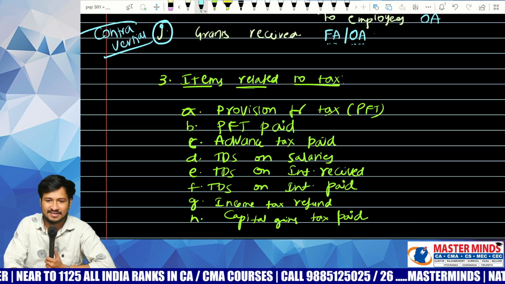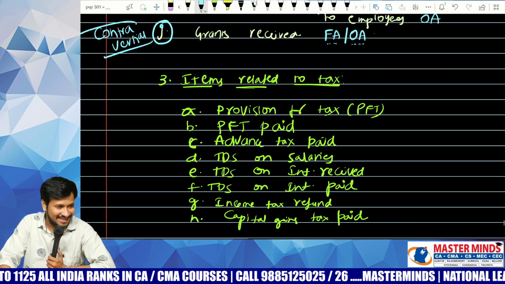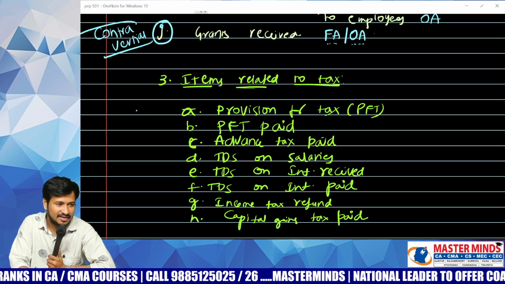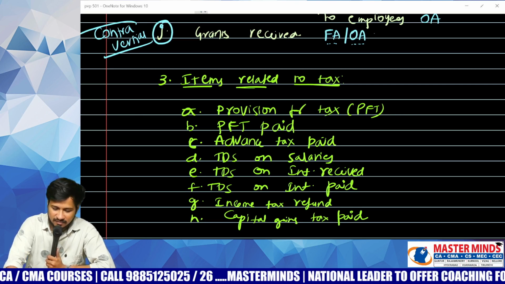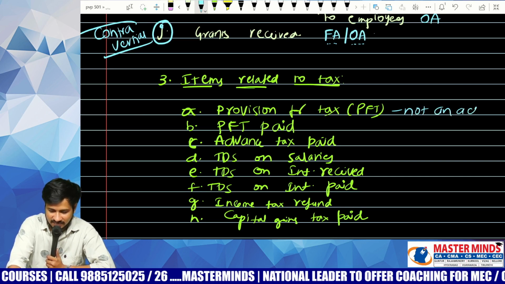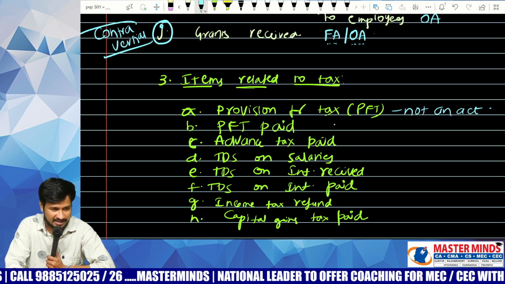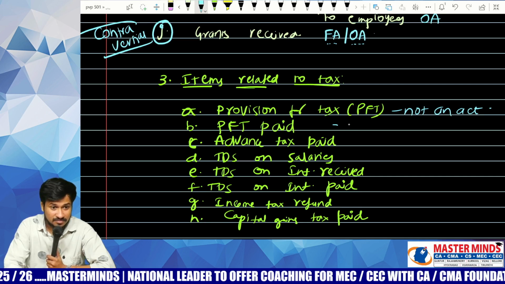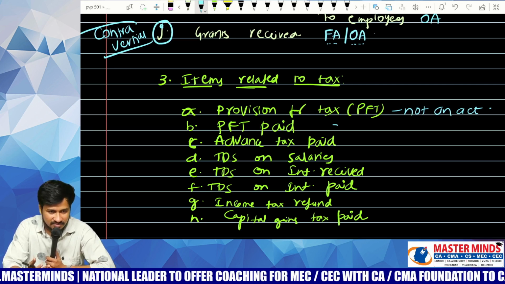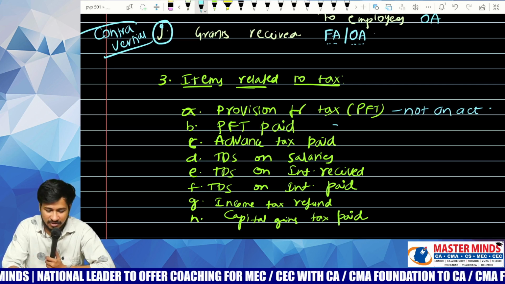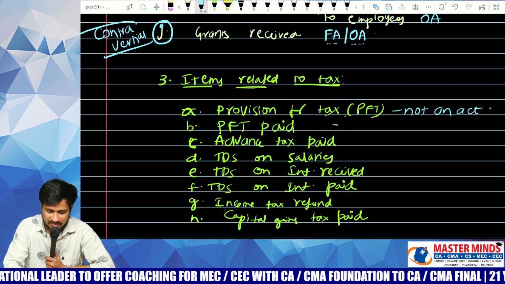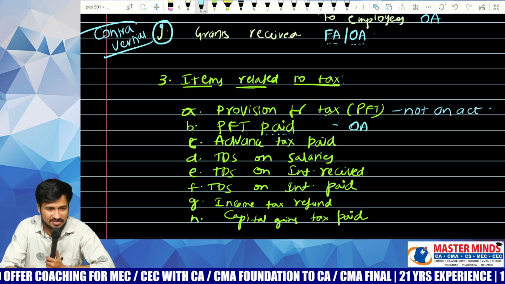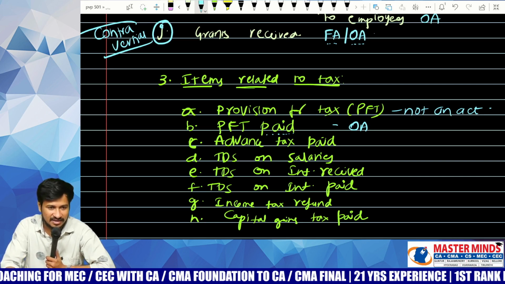Okay, ready? Answer me now. Provision for tax. Not an activity. Why? Because there is no cash flow, so it is not an activity. This time I'm hoping that you'll tell almost all the correct answers. Provision for tax paid. So what is that activity? It's an operating activity because I clearly told you it is paid. Paid in the sense payment is done, outflow is there. So it is obviously an activity.